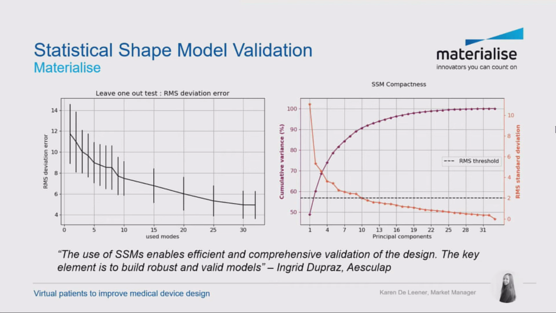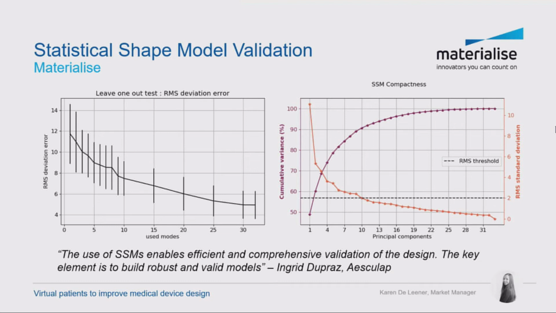The first one is a leave-one-out method. This shows how well the SSM describes patients that are not part of the initial population. So how easily an SSM can approximate another patient.